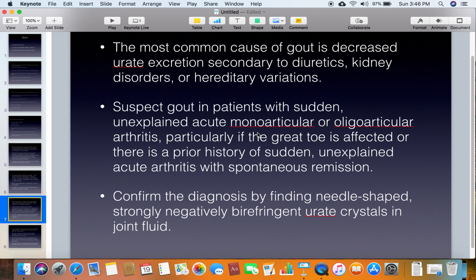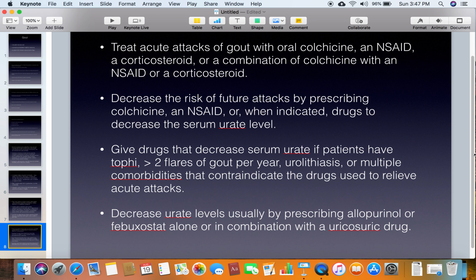Now, if you have a patient who has a sudden unexplained pain in one joint, or it can be more than one joint, but typically one joint, particularly if it is the great toe of the foot, sudden pain, unexplained acute arthritis which remits on its own, or if you confirm this diagnosis by finding needle-shaped crystals in the joint fluid, the diagnosis of gout can be made in this fashion.